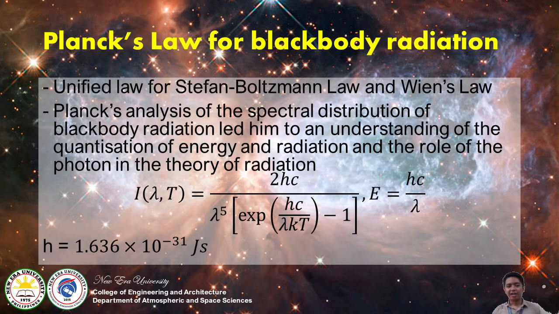Other than that, we now go with Planck's law. I mentioned earlier that Planck's law for black body radiation is basically the unified law for the Stefan-Boltzmann law and Wien's law. Planck's analysis of the spectral distribution of black body radiation led him to an understanding of the quantization of energy and radiation and the role of the photon in the theory of radiation, because the photon carries the energy coming from a particle. As you can see in this equation, the intensity is a function of wavelength and temperature, since they are related to each other, where we define h as Planck's constant. Planck's constant is 1.636 times 10 raised to negative 31 joule seconds.